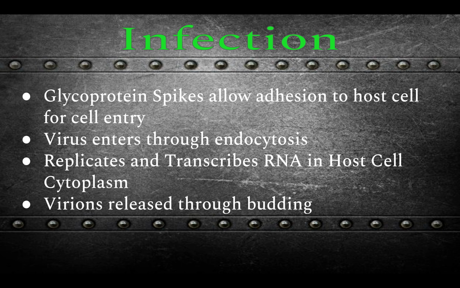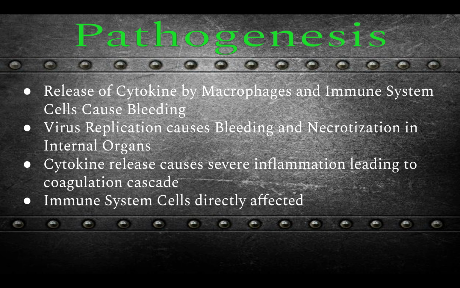Filoviruses can cause major complications to non-human primates and human hosts. The release of cytokines from the immune response, and macrophages that are unable to be controlled, cause both severe internal bleeding and inflammation, which leads to the coagulation cascade. Viral replication itself causes both bleeding and necrotization of the internal organs. As a result of the viral presence, the immune system cells are directly affected and are destroyed.